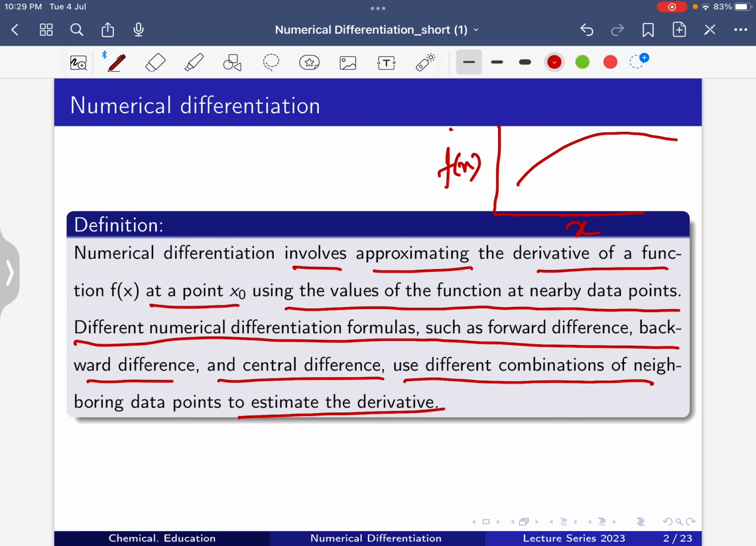Now suppose this point is x0, this point is x0 plus h, and this point is x0 minus h. If you go to the corresponding graph, you'll get the function values. Using those function values, we can do the combination and get the numerical differentiation. So that is the meaning: using different combinations of neighboring data points to estimate the derivatives.